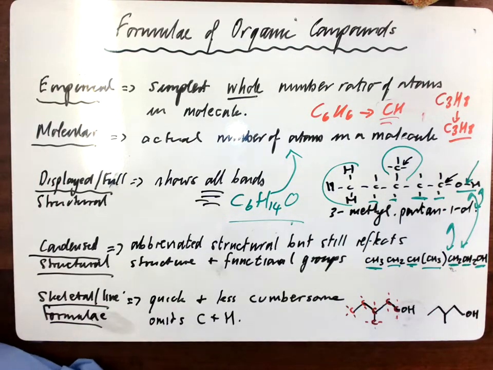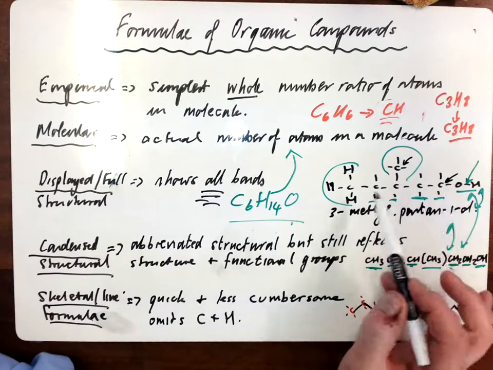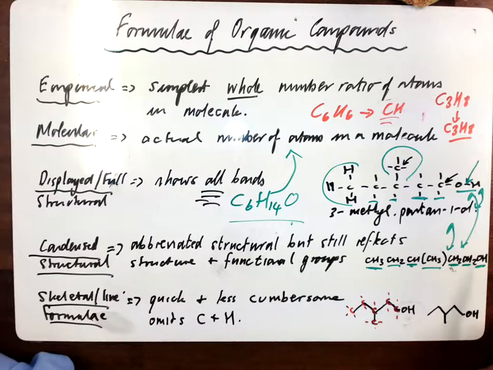Now, if we're feeling really lazy and we don't want to draw all of this out, and we're really tight for space, we can use what we call the skeletal, sometimes called line formula. So this is very quick, it's much less cumbersome, and what it does is omit any carbons and most hydrogens. So if we look at the skeletal formula of this molecule, you can see the very large, cumbersome, full or displayed structural formula here, and then the much less cumbersome skeletal formula down here.